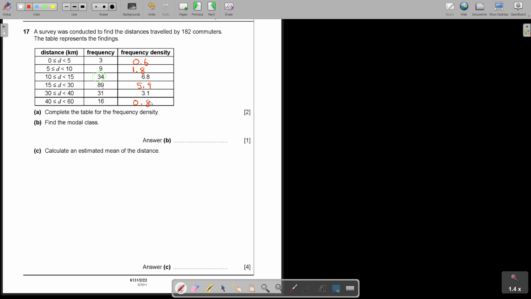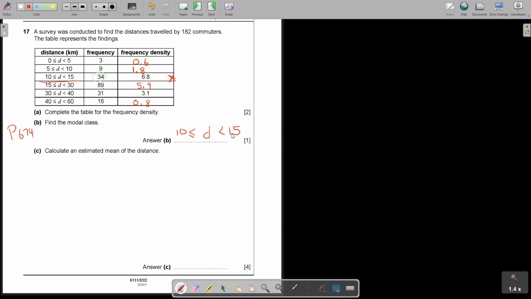Find the modal class. When it comes to frequency density, it's always the one with the highest frequency density, because it's now in proportion, so you focus on frequency density. If I find the highest frequency density, it's this one. You can check in the textbook on page 674 or thereabouts. So it's going to be D, and you write that down: D is bigger than or equal to 10 and smaller than 50.